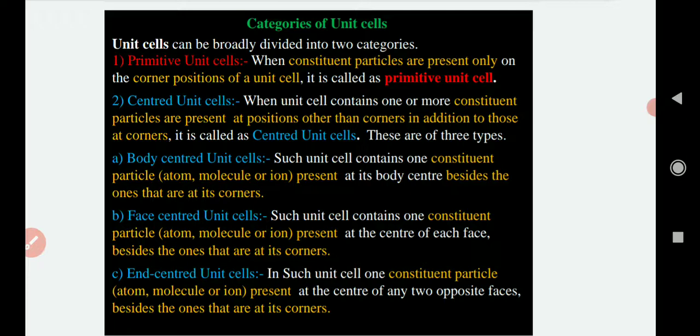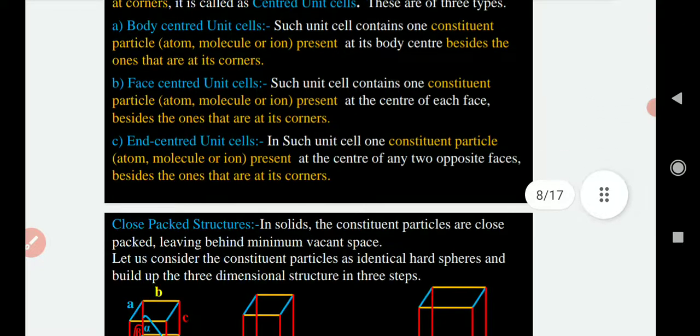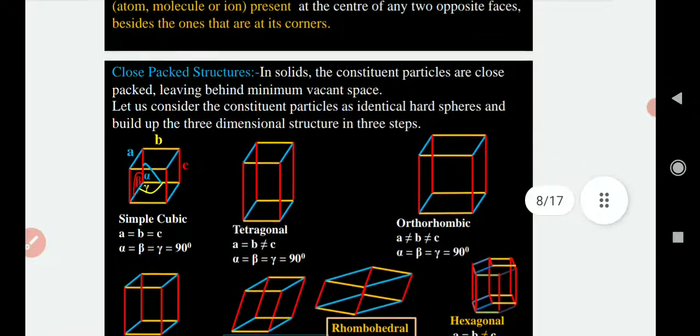In body centered, along with the corner, the particle is also present in the center of the unit cell, center of the body. In face centered, along with the corners, the particle is present at the center of all the faces. And in end centered, along with the corners, the particle is also present at the center of any 2 opposite faces. So including the position of the particles also, we have divided it into total 14 types.